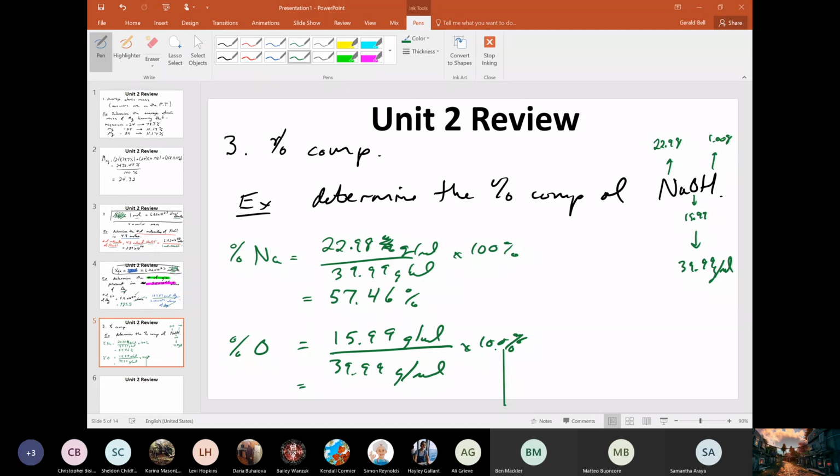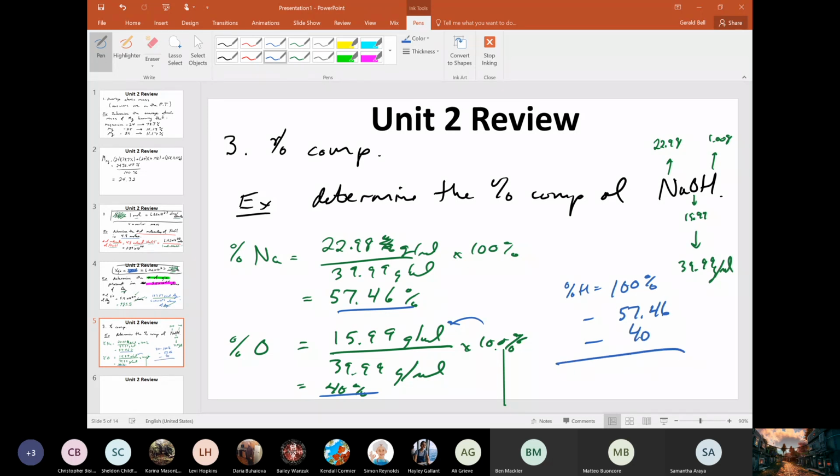And that one works out to basically 40%, almost on the button. Again, if there were two oxygens, we would double this value up here, but we only have one. To figure out the last one, we could repeat the calculation, or we could just do some subtracting. So our percentage of hydrogen is 100% subtract our two answers, 57.46 and 40.